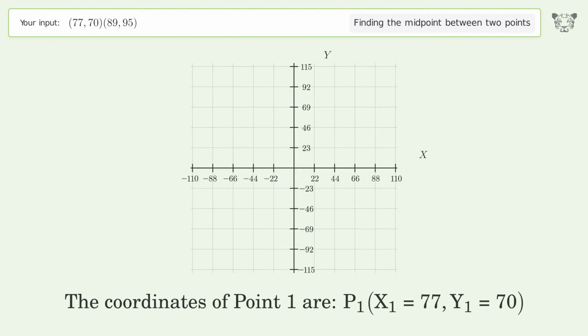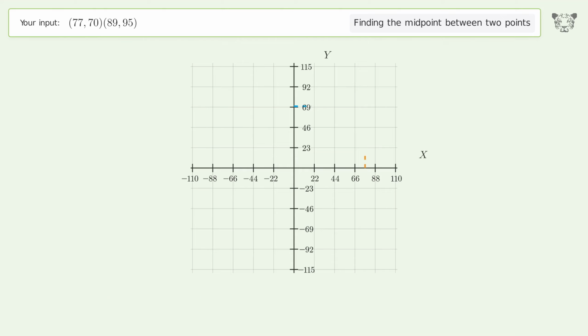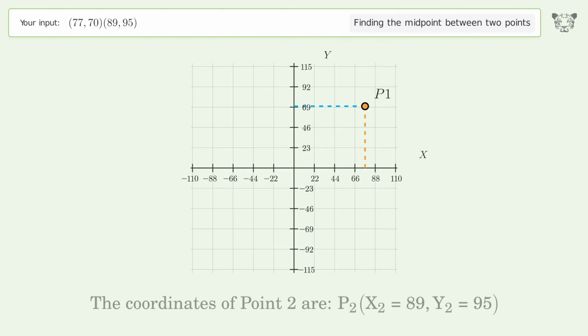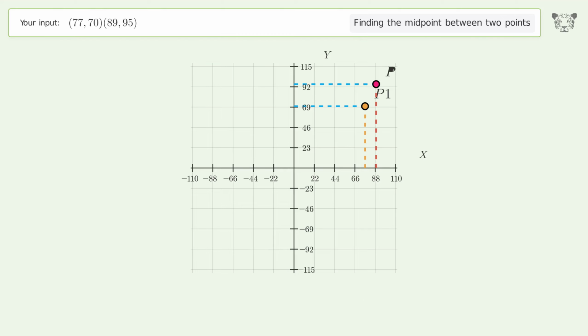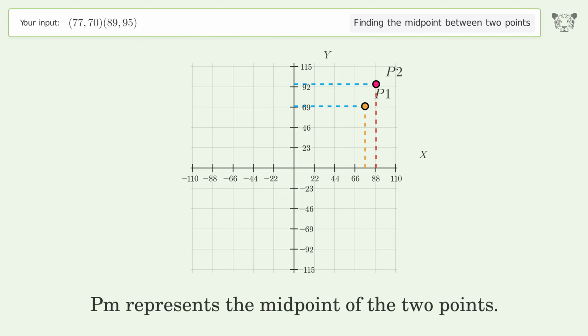The coordinates of point 1 are x1 equals 77, y1 equals 70. The coordinates of point 2 are x2 equals 89, y2 equals 95. PM represents the midpoint of the 2 points.